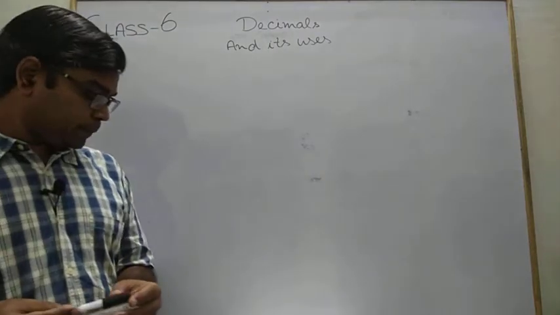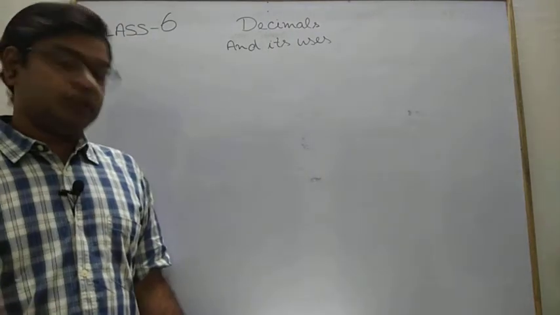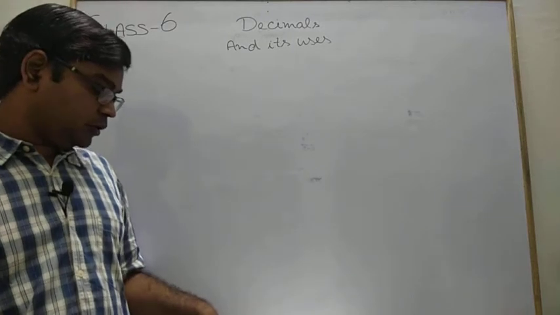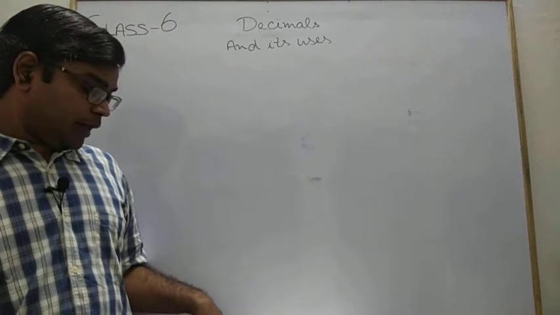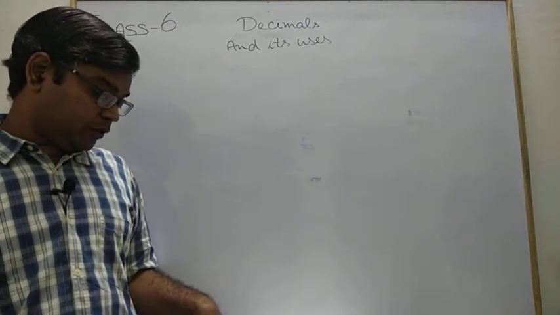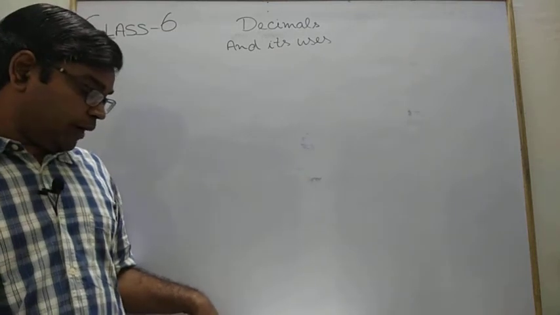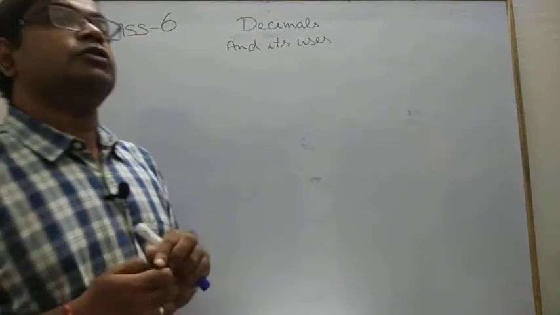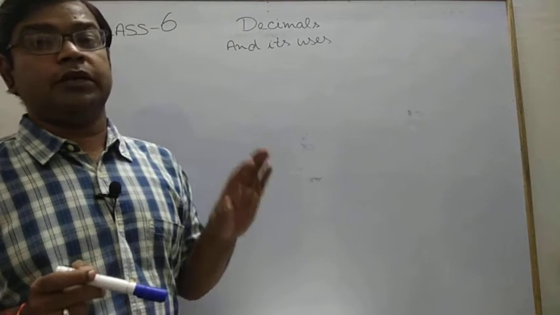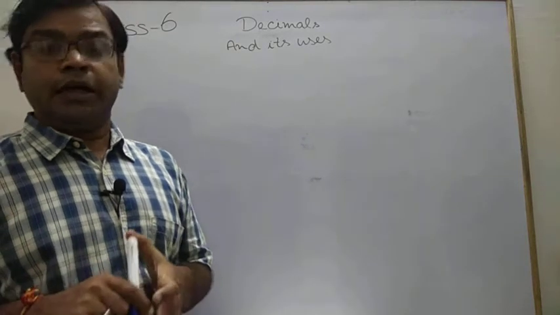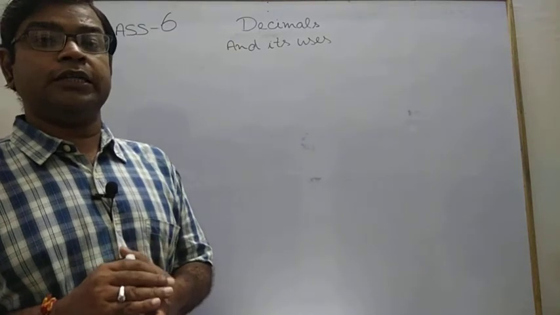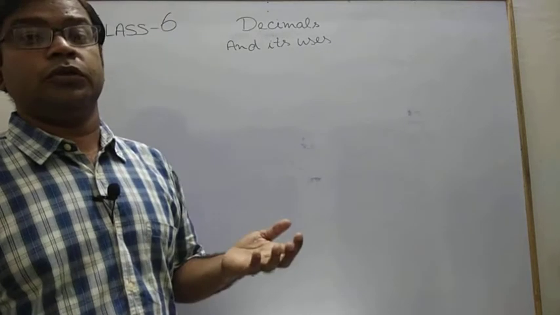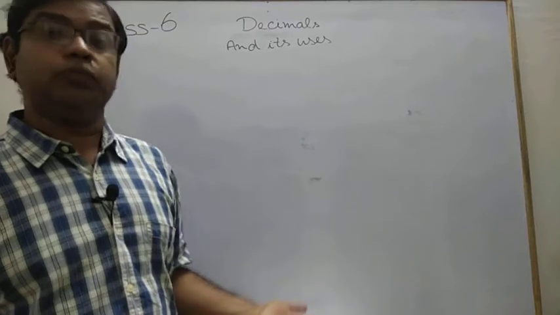In this question, Anita bought 2 meter 70 centimeter cloth for her shirt and 2 meter 85 centimeter cloth for her trouser. Find the total length of the cloth bought by her. While solving a word problem, first note down what is given in the question. That is mandatory. If you note that down, you will know what to do and how to do it.